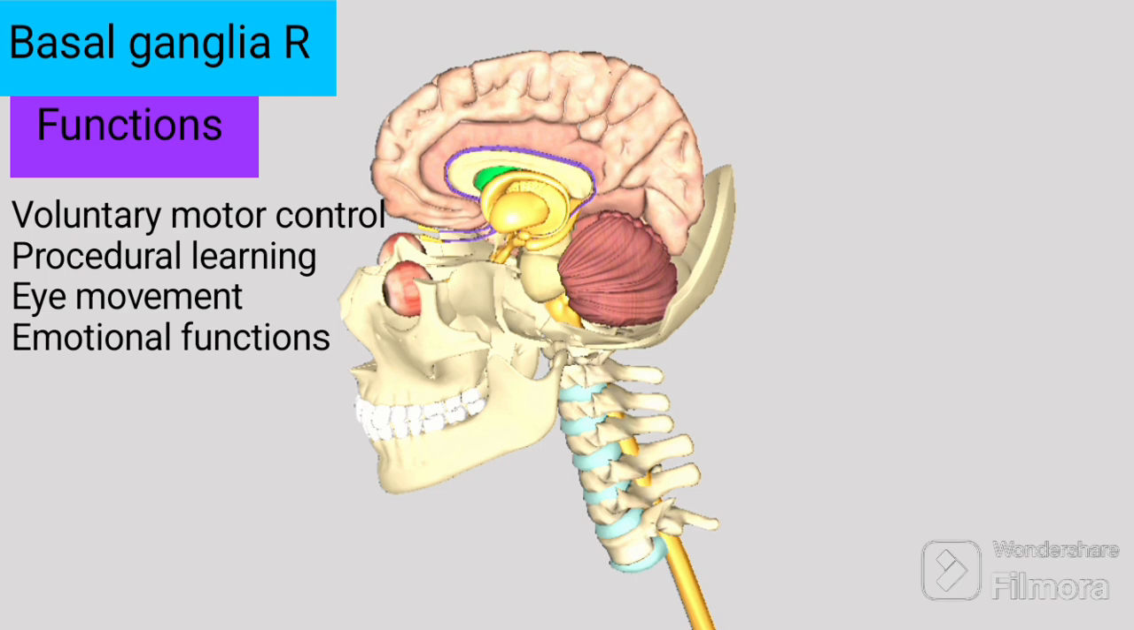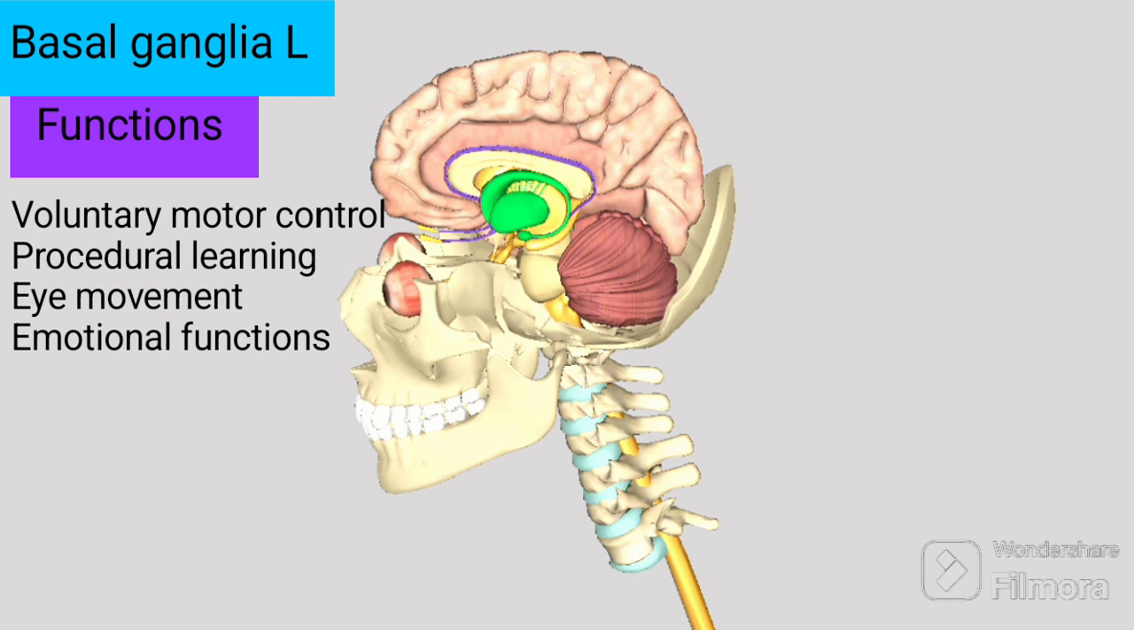Now, here we have basal ganglia. Right and left basal ganglia are situated at the base of the forebrain and are strongly connected with the cerebral cortex, thalamus, and other brain areas. Now, the functions of basal ganglia include voluntary motor control, procedural learning, eye movement, and emotional functions.